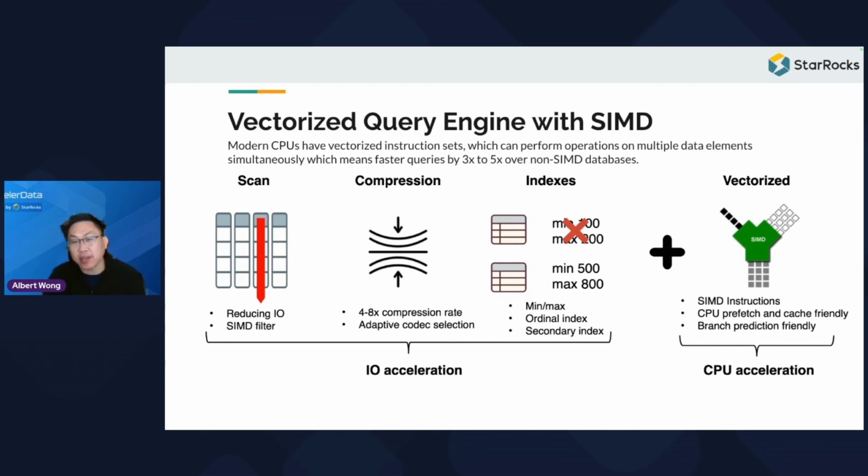And so you can imagine doing the same thing. Instead of us manipulating every single individual row or column, or every single entry, we apply an operation across everything. And that allows us to be 3 or 5 times faster than other non-SIMD databases.